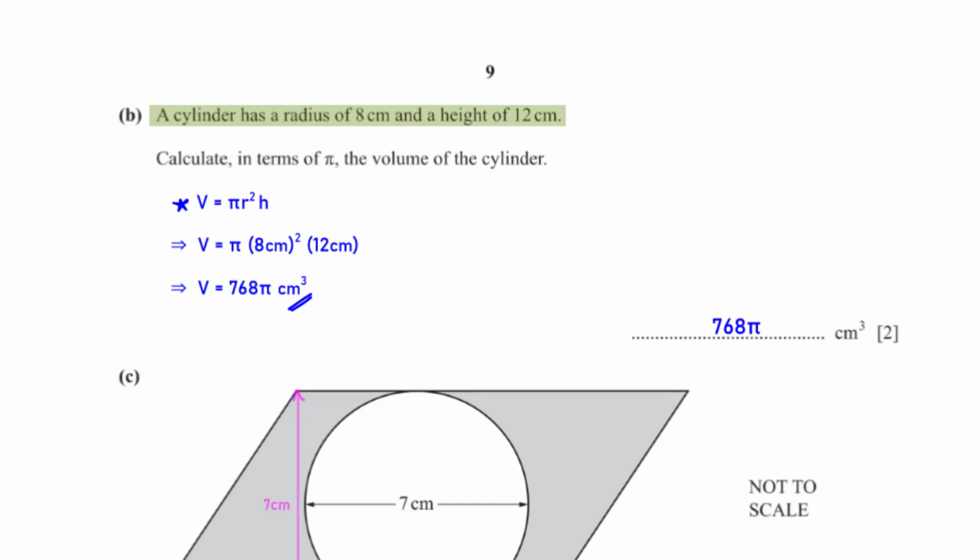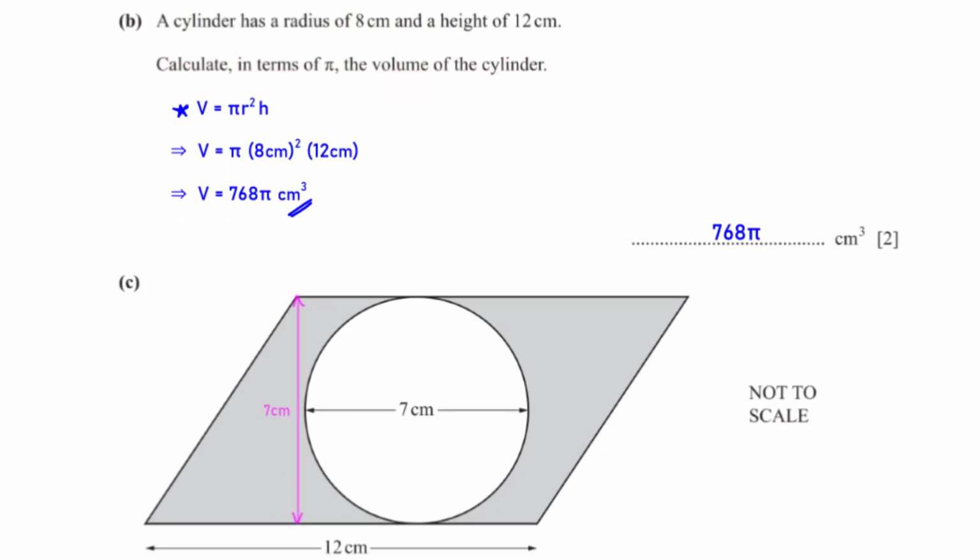A cylinder has a radius of 8 centimeters and a height of 12 centimeters. Calculate in terms of pi the volume of the cylinder. Here is the formula for the volume of a cylinder. We've been given the radius r to be 8 centimeters and the height h is 12 centimeters. 8 squared times 12 is 768. So we have 768 pi centimeters cubed.